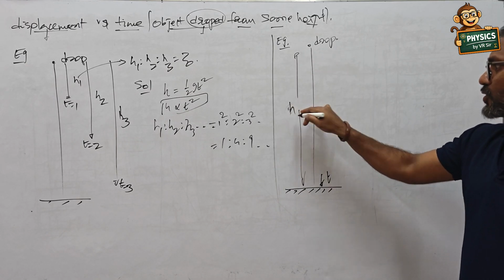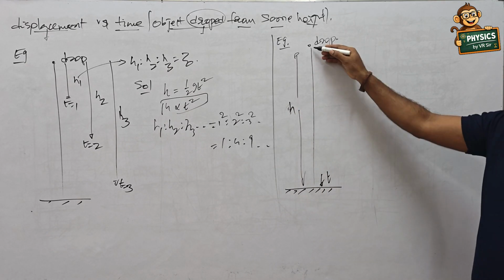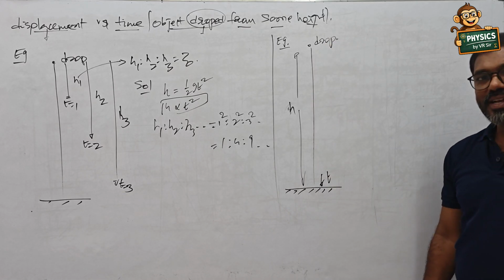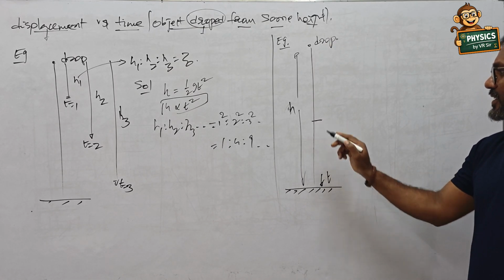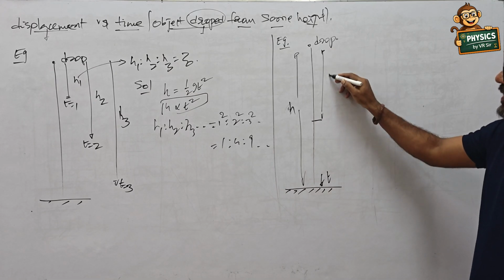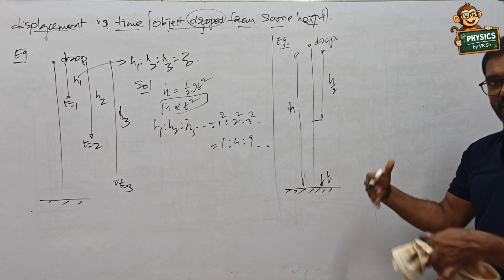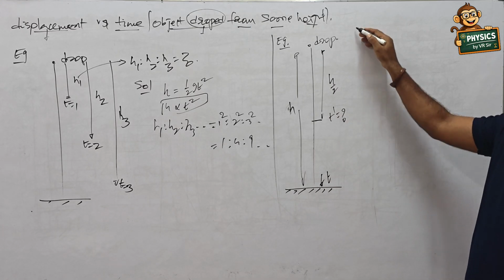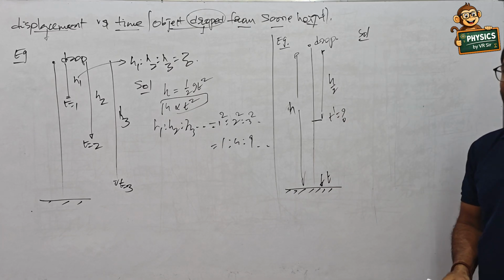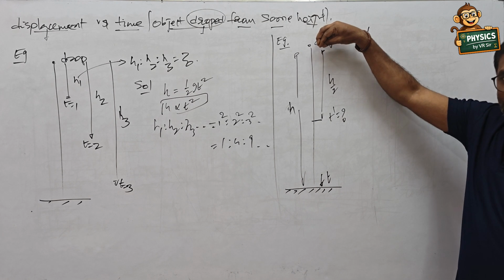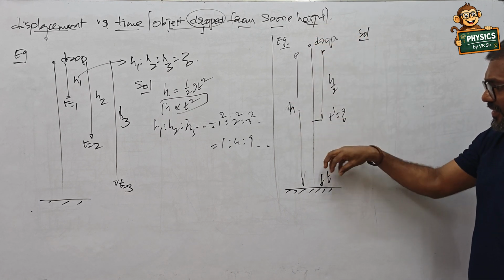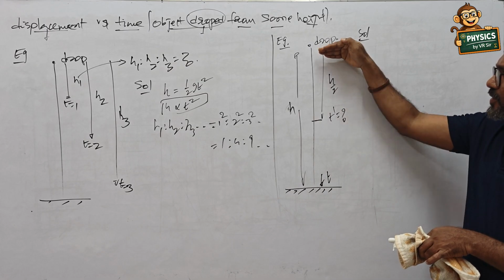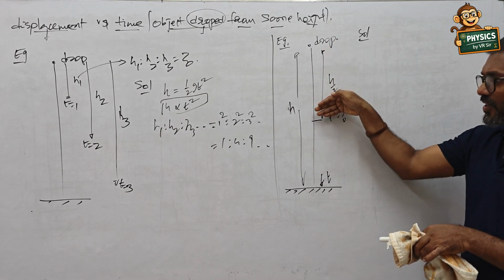If it is dropped from height h, in time t it has covered depth h. We can represent this with small h. When it is dropped from height h, it takes time t to reach the ground. The question is, if it covers half the depth, h by 2, what is the time taken? Hope the description is clear. The object is dropped from some height and takes time t to reach the ground. What is the time taken to fall half of the total height?